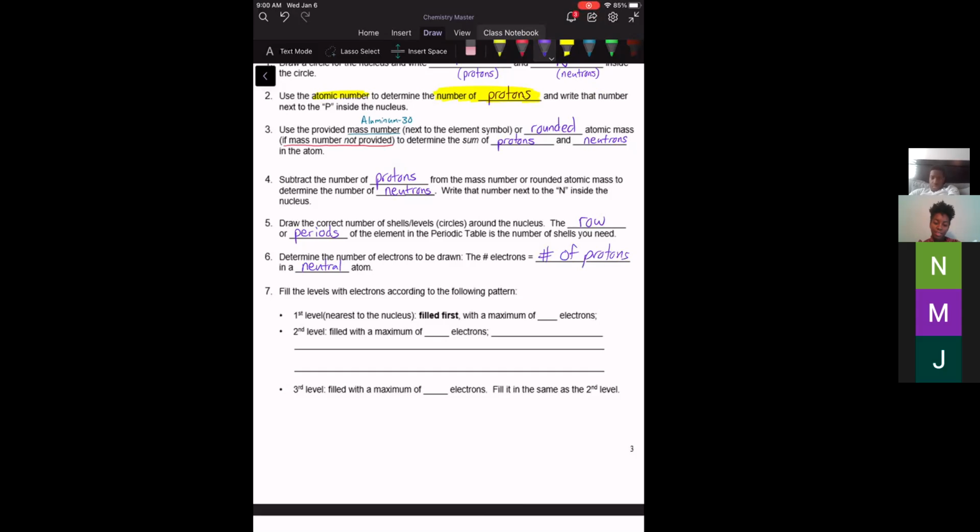So basically, when we get ready to draw this, figure out how many protons, neutrons, and electrons you have. Figure out how many rings you have, which is based off of where it is on the periodic table. And then we're going to talk about how to draw in these electrons. Now we're going to do some practice problems because we're almost done with the notes.